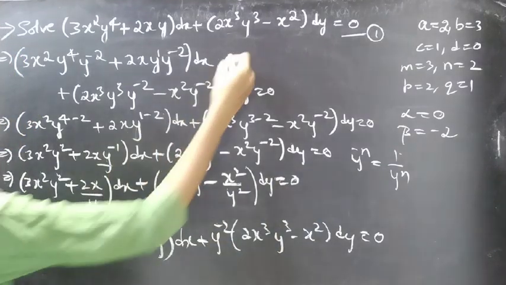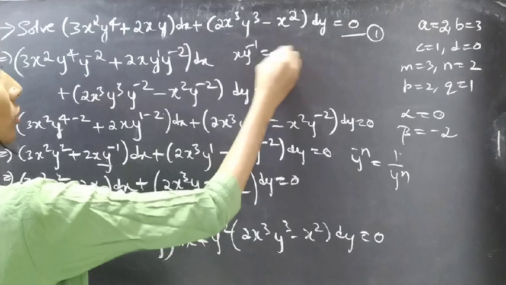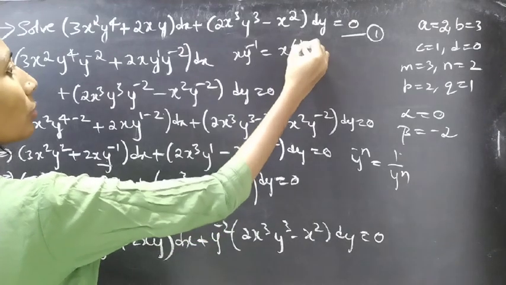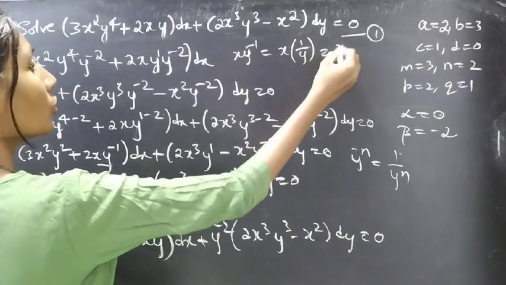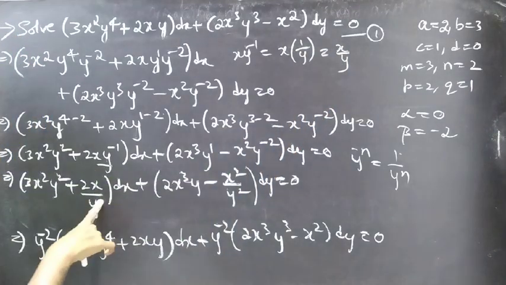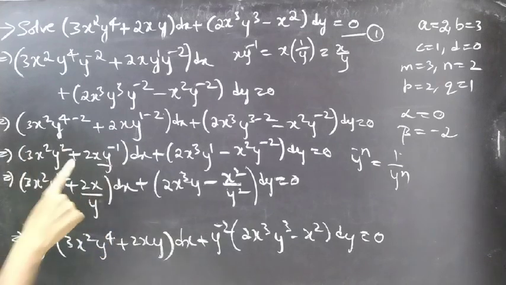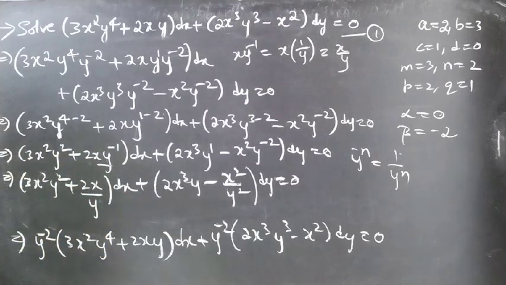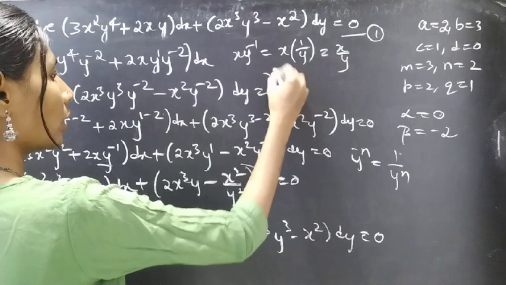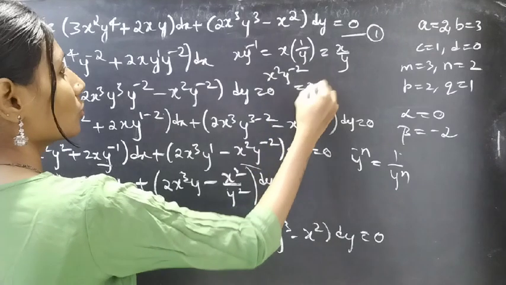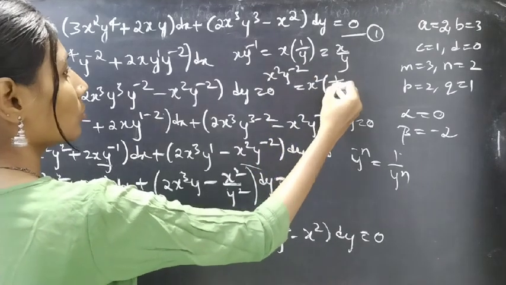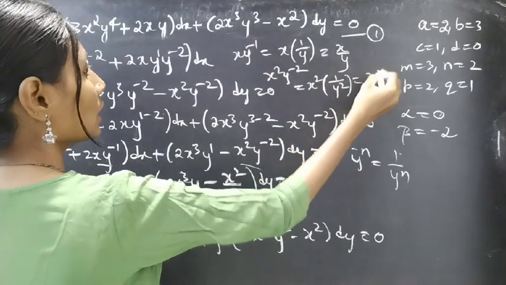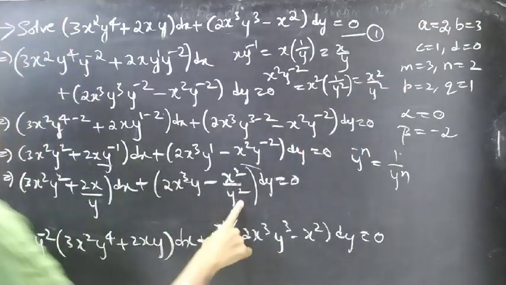See, you are having x into y inverse, right? You can write this y power minus 1 as 1 by y, which becomes x by y. So you'll get 2x by y here, since you're having constant 2 here. And here you're having x square y power minus 2, since you can write y power minus 2 as 1 by y square. So this becomes x square by y square.